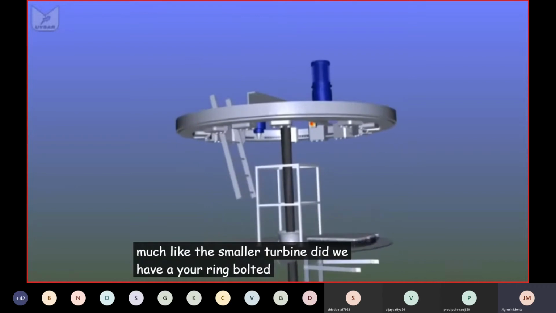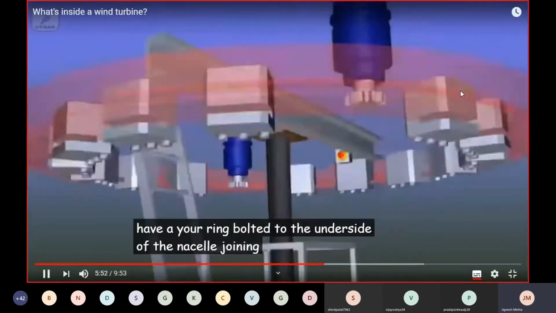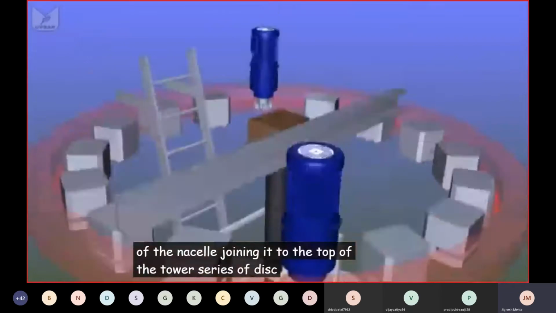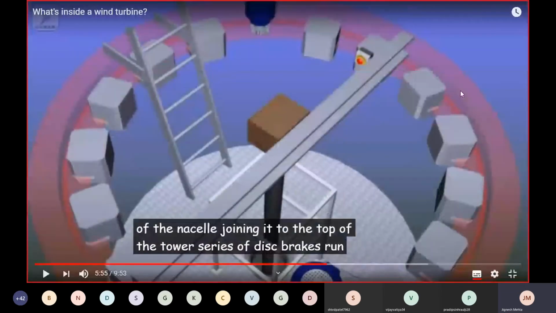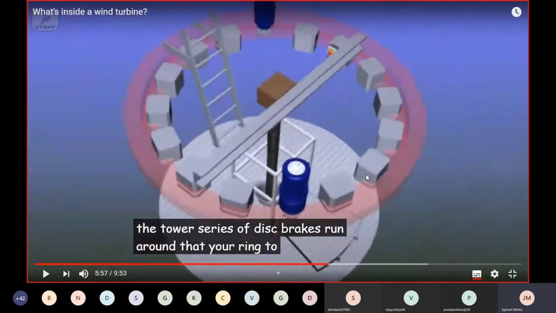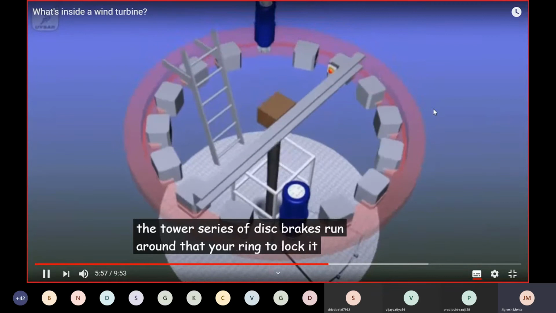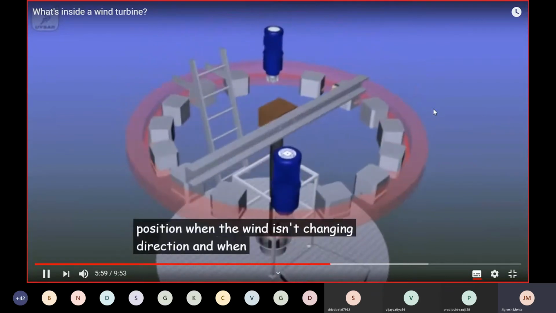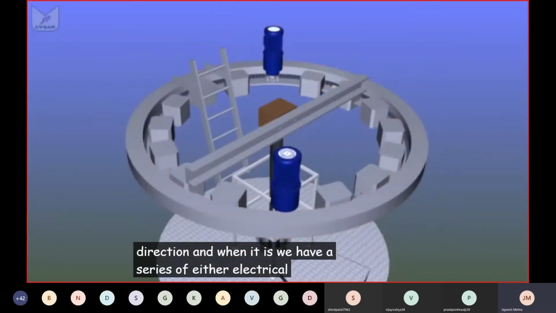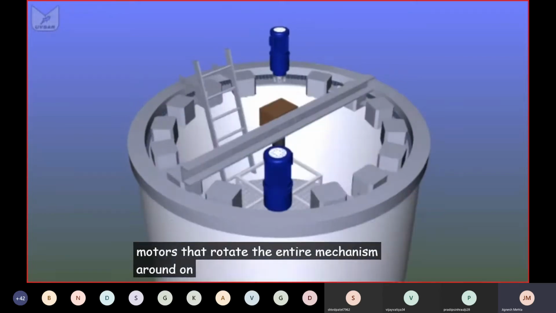We have a yaw ring bolted to the underside of the nacelle, joining it to the top of the tower, with a series of disc brakes. This very nicely shows the yaw ring, and around that yaw ring, the blue cylindrical shape that you see here is the yaw motor, which can rotate the yaw ring. Lock it in position when the wind isn't changing direction, and when it is, we have a series of either electric or hydraulic motors that rotate the entire mechanism around on the top of the tower.